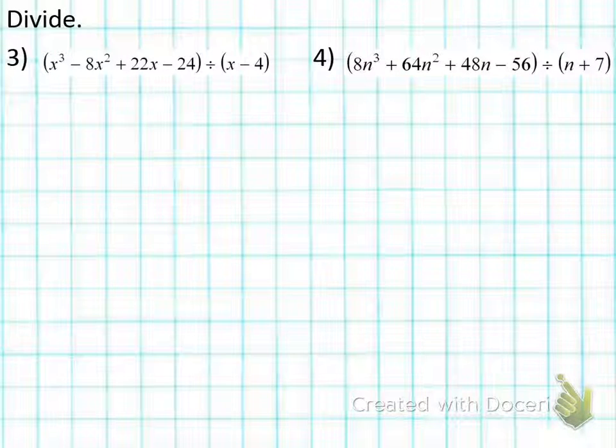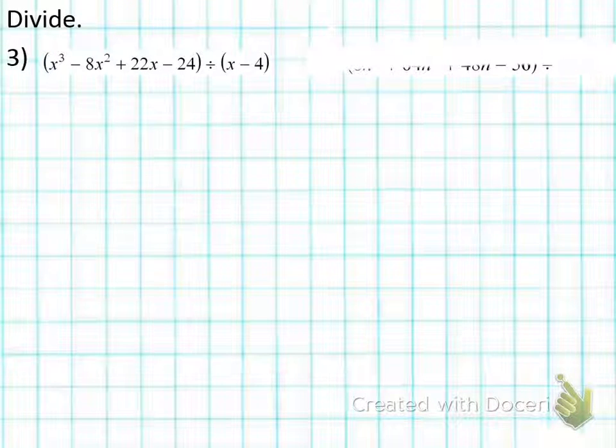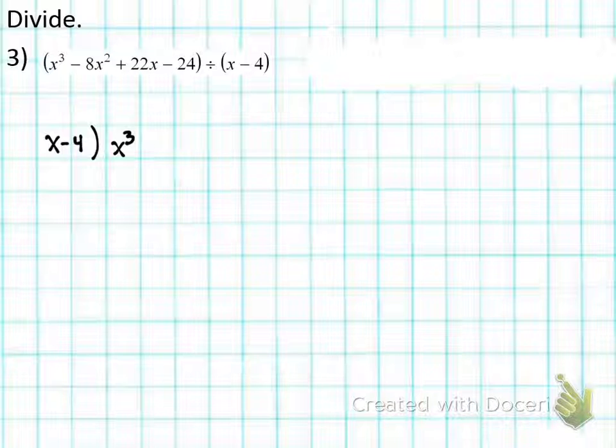So, number 3. And help you out in case you're not getting it. So we need to rewrite the whole thing as, start with x minus 4 on the outside. And we got x cubed minus 8x squared plus 22x minus 24.